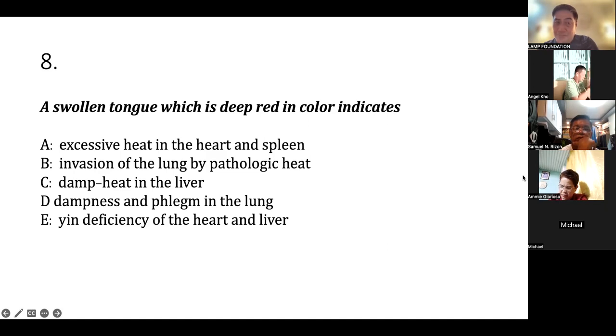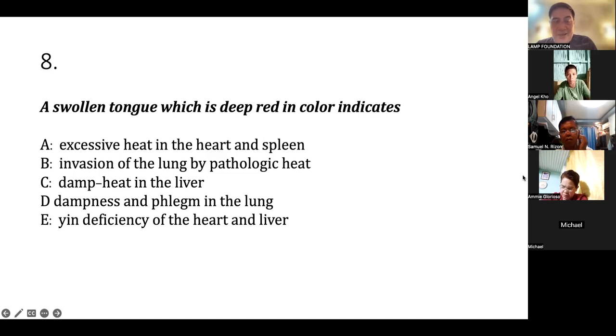Yes. So, swollen tongue, deep red, it's matagal na, di ba? From red to deep red, crimson red, so you'll have too much heat. And obviously, hindi lang sinabi dito yung coating, because this is just to find out how good we all are.